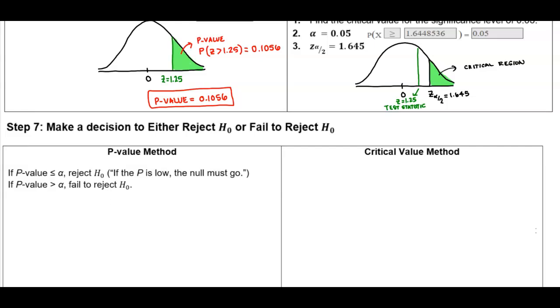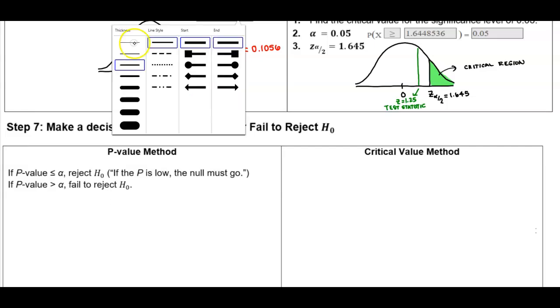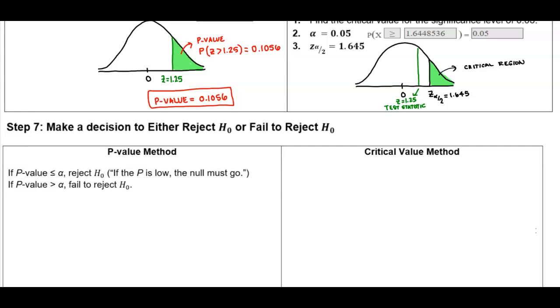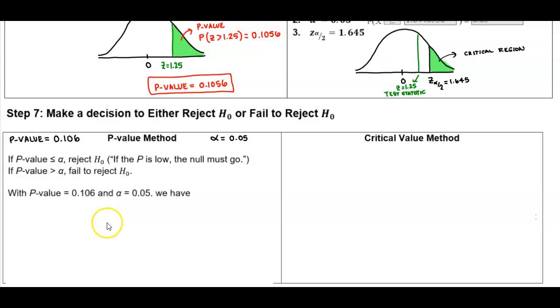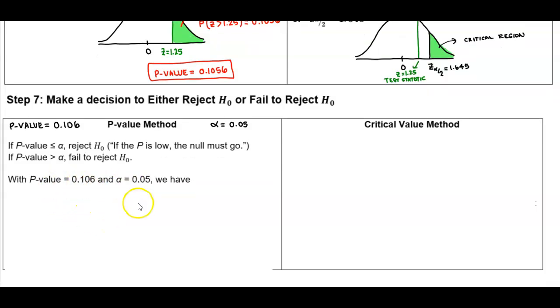So let's write down the information so we know what we're dealing with, right? We know that the p-value that we found in the previous step is equal to 0.106 rounded to 3 decimal places. And the significance level is 0.05. Okay, and that's alpha. So there are our values, the p-value and alpha.